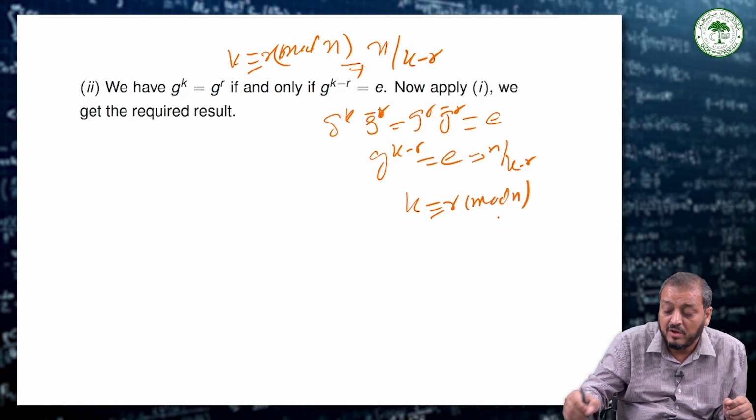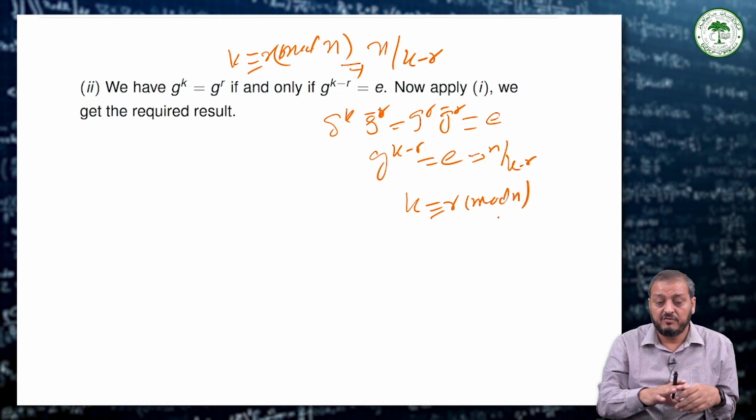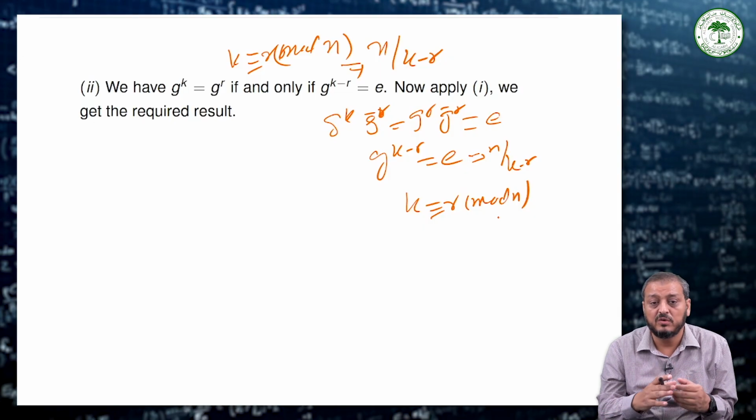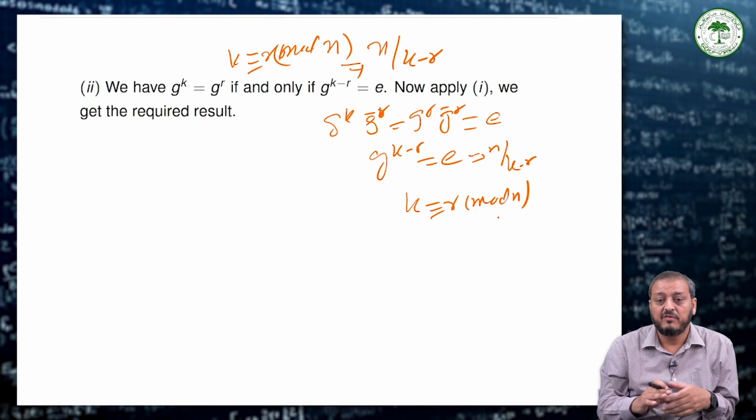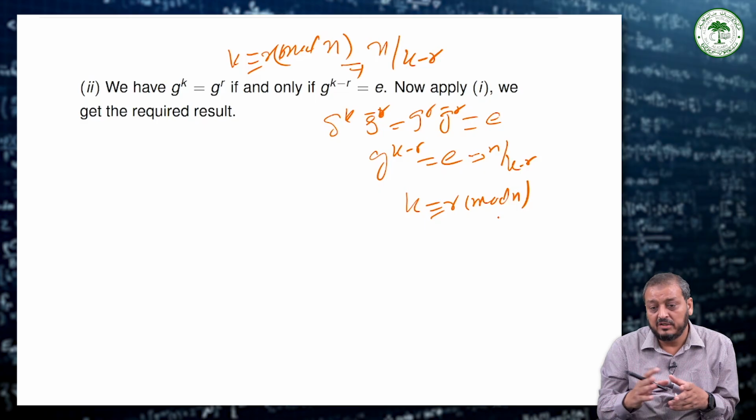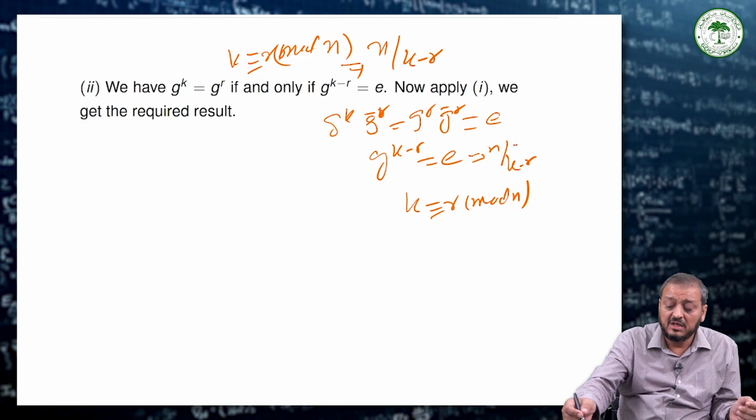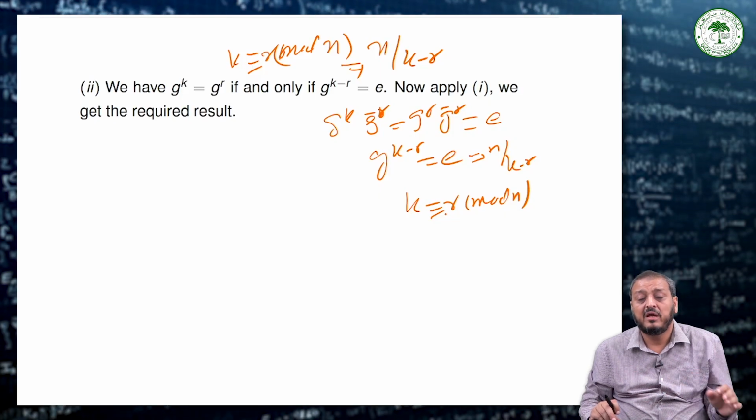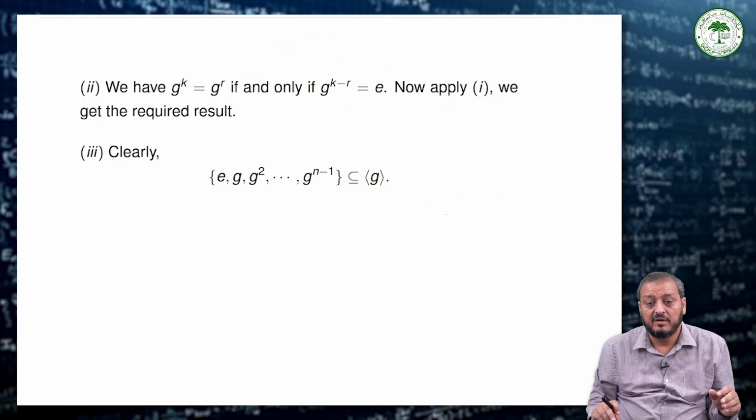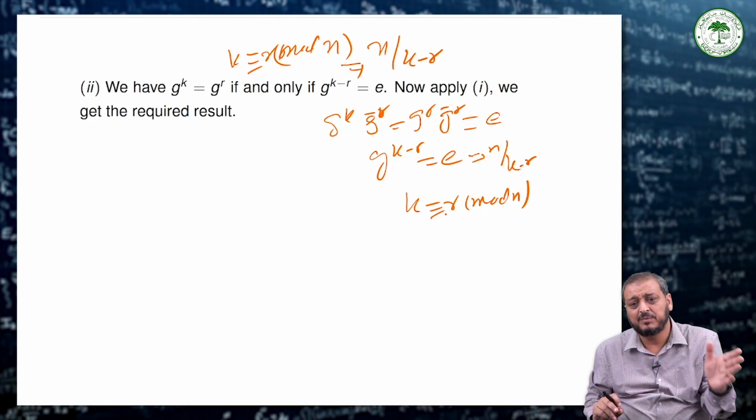So clearly, g to the power k is equal to g to the power r if and only if n divides k minus r, and then we have to show that k is congruent to r mod n. The reverse part is very clear.